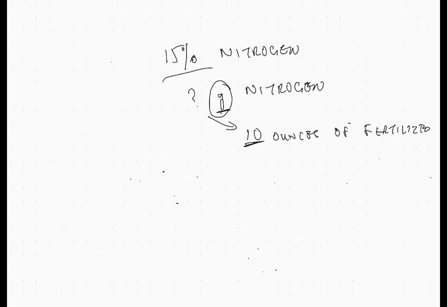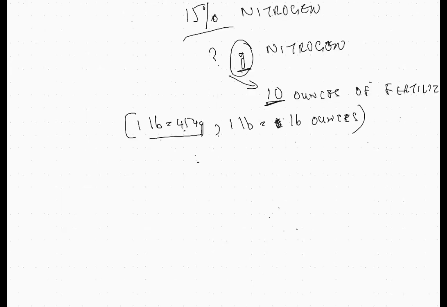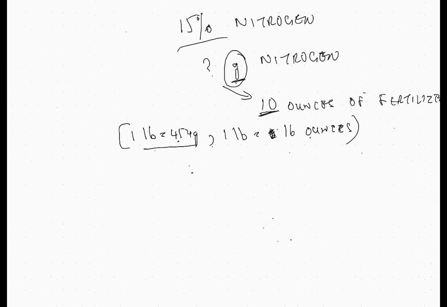1 pound equals 454 grams, and 1 pound equals 16 ounces. What they haven't given is ounces to grams directly. So we have to convert ounces to pounds and pounds to grams. That's the route we have to go. But we know we're talking about 10 ounces. Out of the 10 ounces, only 15%. So let us convert the 10 ounces and then take 15%, which would be nitrogen.